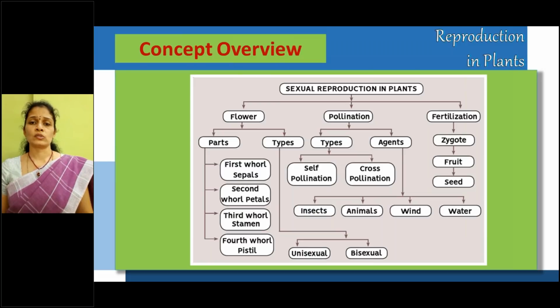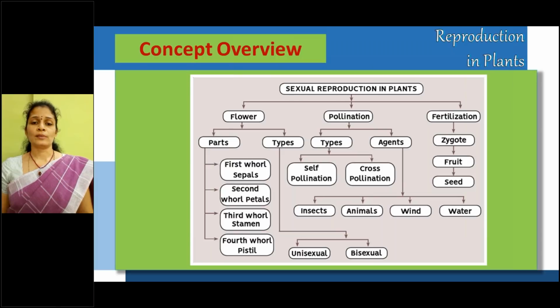And ovary is the swollen part at the base of the carpel and the extended tube-like structure is called style and at the tip of the style there is a disc-like structure called stigma and stigma is sticky in nature and it helps in receiving the pollen grains during the pollination.